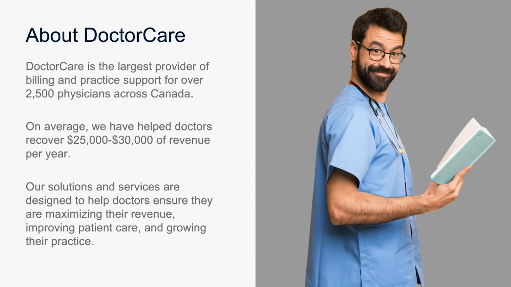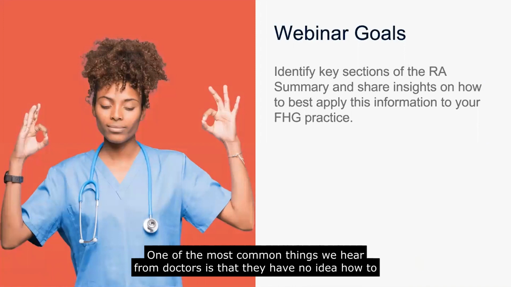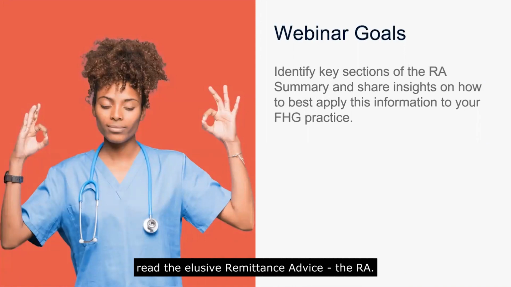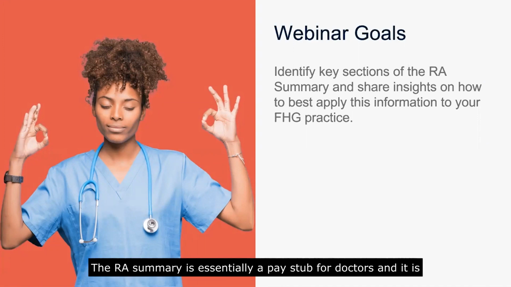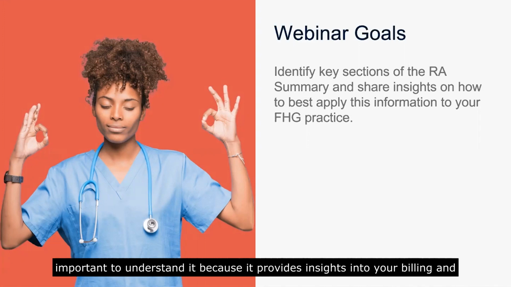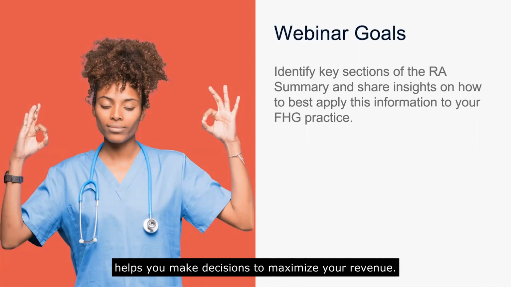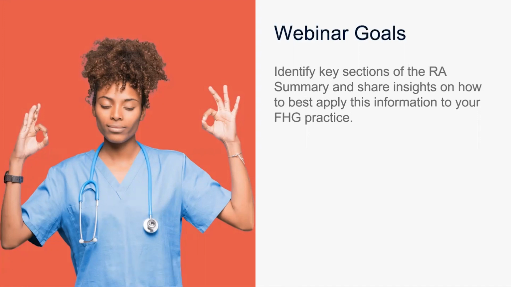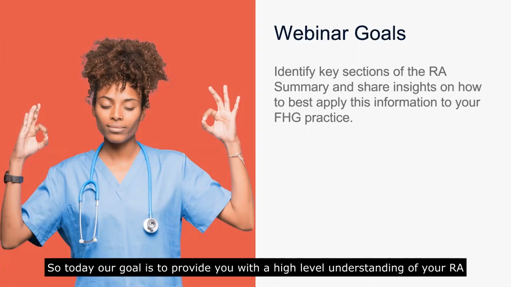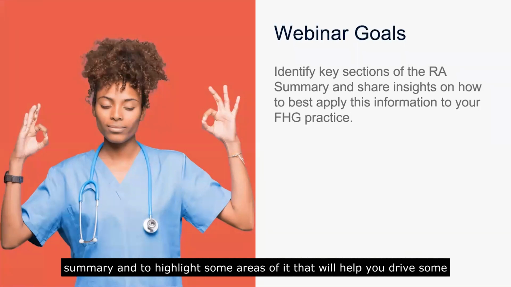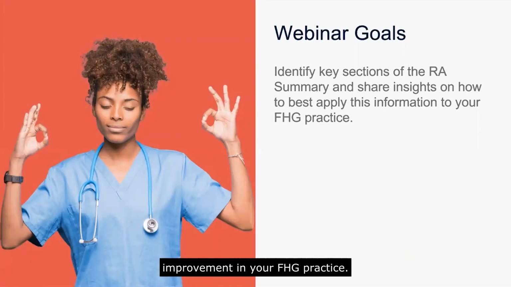One of the most common things we hear from doctors is that they have no idea how to read the elusive remittance advice, the RA. The RA summary is essentially a pay stub for doctors. It is important to understand it because it provides insights into your billing and helps you make decisions to maximize your revenue. So today, our goal is to provide you with a high-level understanding of your RA summary and to highlight some areas of it that will help you drive some improvement in your FIG practice.